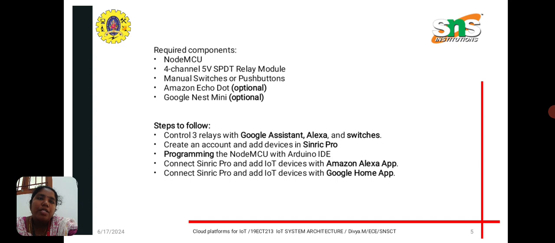The major components required for developing this project are the NodeMCU, 4 channel relay module, manual switches, Amazon Echo Dot, and Google Nest Mini. These are the components required to develop this home automation project, and we have to control 3 relays using Google Assistant, Alexa, and switches. We have to create an account with Sinric Pro and program the NodeMCU with Arduino IDE. We have to connect Sinric Pro and add IoT devices with Amazon Alexa, and connect Sinric Pro and IoT devices with the Google Home application also.